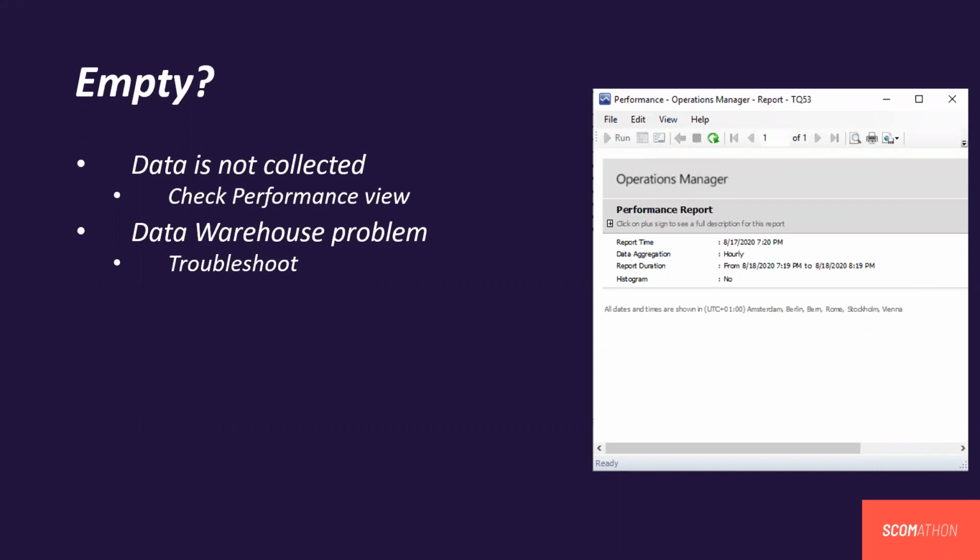The second might be that there is a data warehouse problem, because all of these reports run against a data warehouse database. So if there is a problem there, then you might not get to see the data either. In that case, you will need to troubleshoot, looking into some of the alerts coming in SCOM or Windows event logs. And if you are stuck, don't hesitate to call us. We are happy to help.